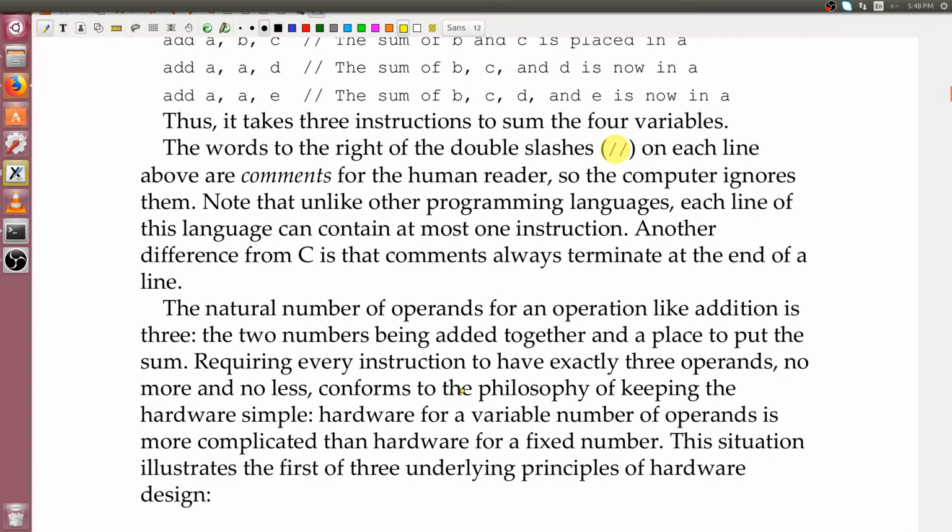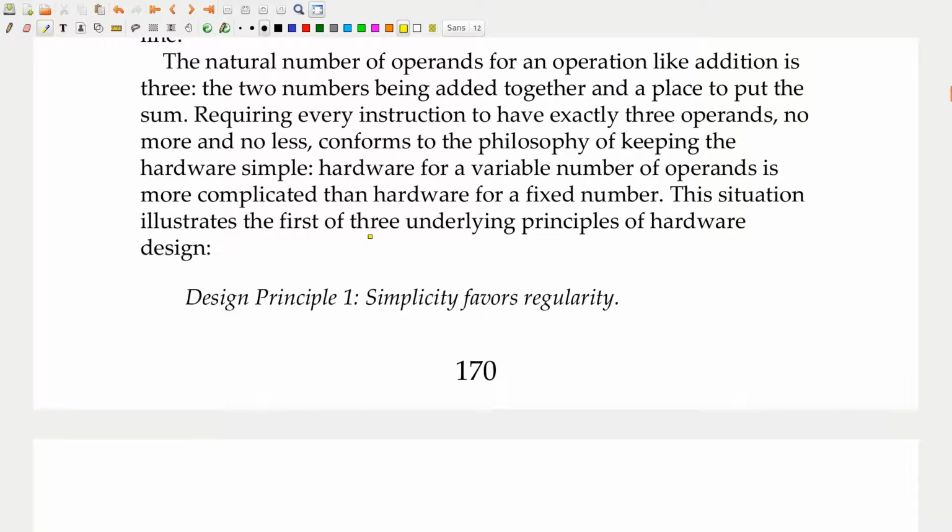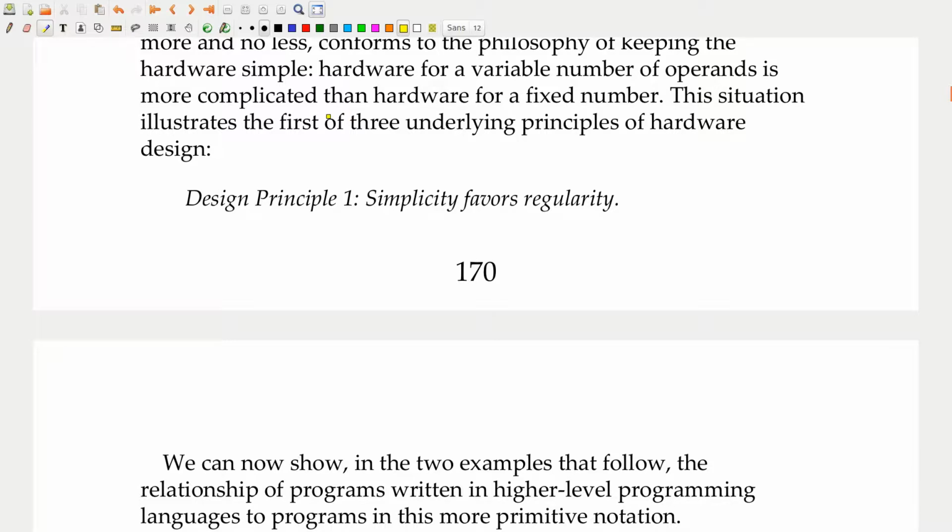Okay, enough ranting. Let's learn some more. Let's move on. Okay. So here's a good design principle that we want to focus on.